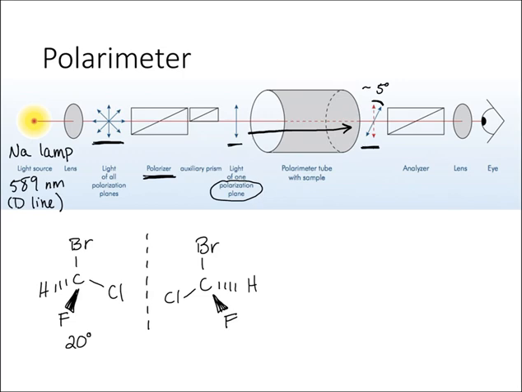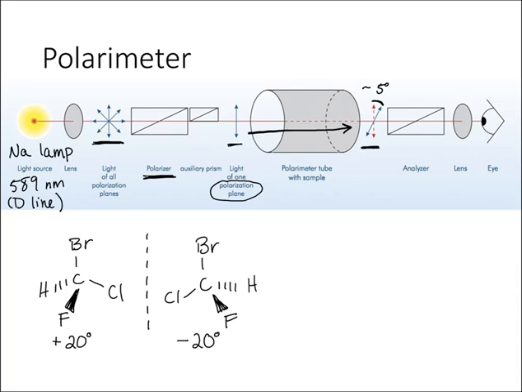Now, it can rotate light in either a positive direction or a negative direction. So let's say it rotates light in a positive direction. Its mirror image, its enantiomer, will rotate light in the opposite direction, but it will have the same magnitude of rotation. So the molecule on the left rotates light in a positive 20 degrees, and its enantiomer will rotate light negative 20 degrees. And this is just a hypothetical situation. These might not be accurate numbers.